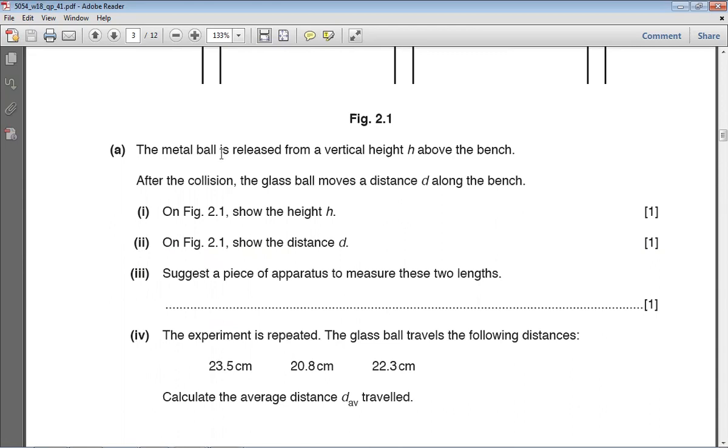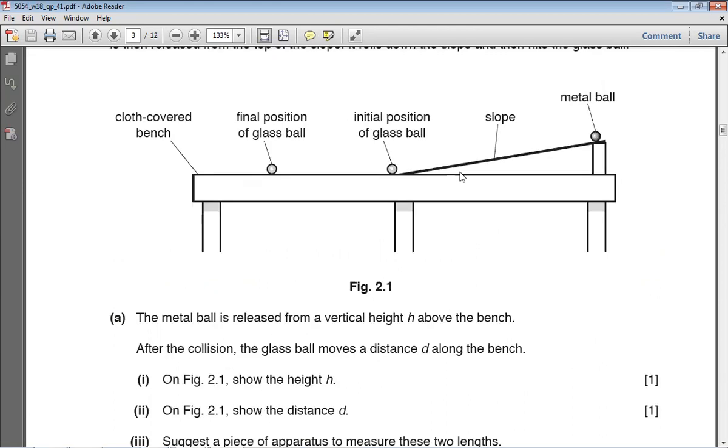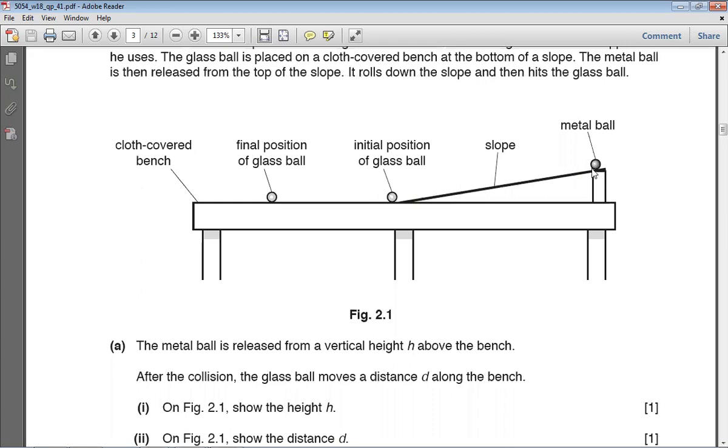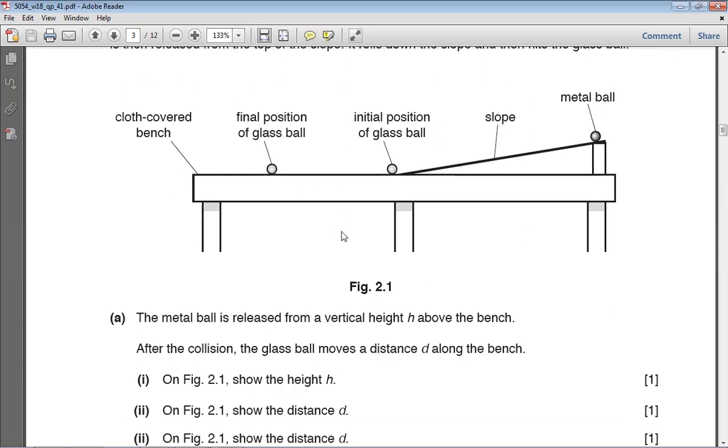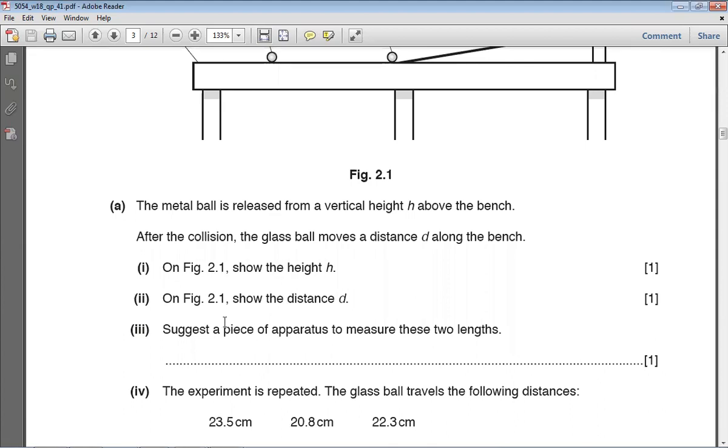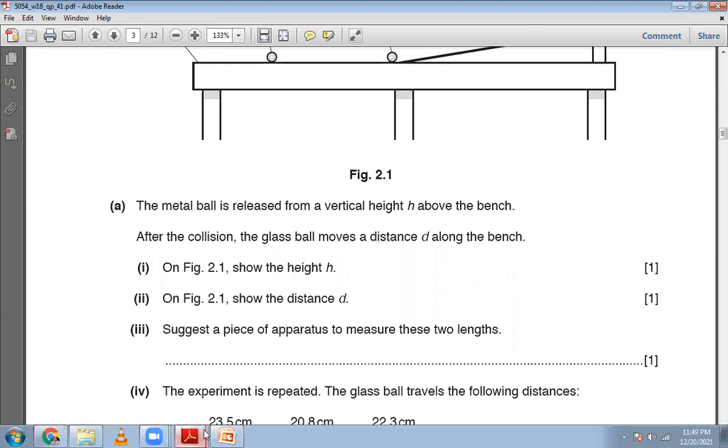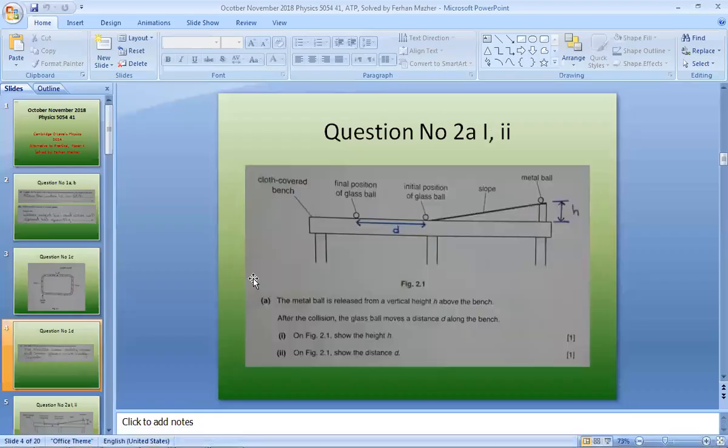So he says the metal ball is released from a vertical height h above the bench. After the collision, the glass ball moves a distance d along the bench. So this is the height of the metal ball. This glass ball will move from here to here. So that's the d, and that is height h. On the figure 2.1 show the height h. On the figure 2.1 show the distance d. So these are the first two questions they're asking you to do.